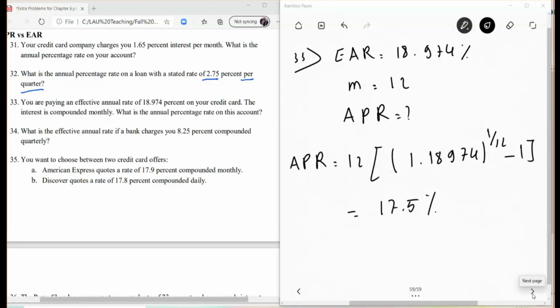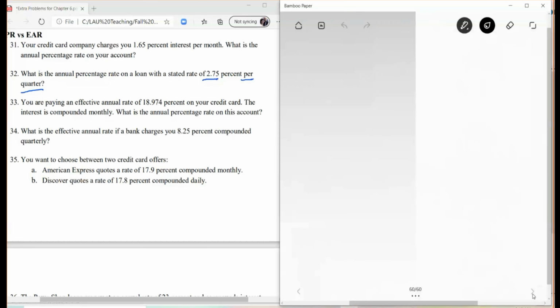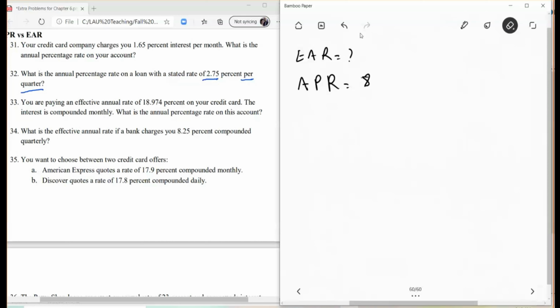Problem number 34. What is the effective annual rate? So here I need to find EAR. If a bank charges you 8.25% compounded quarterly. So here APR is equal to 8.25, compounded quarterly. This means M equals 4.